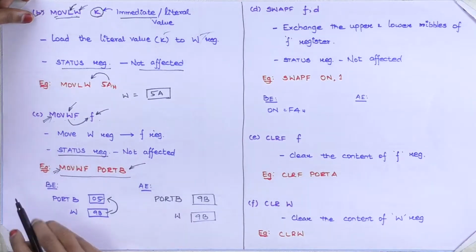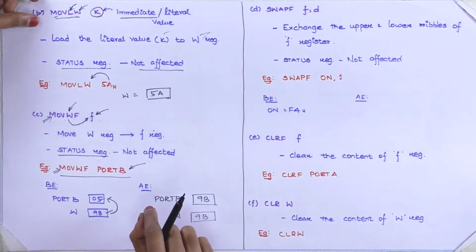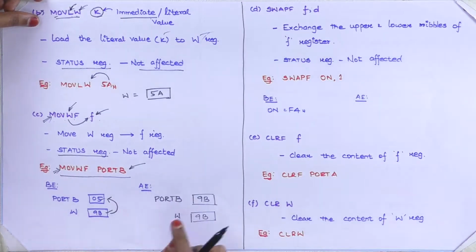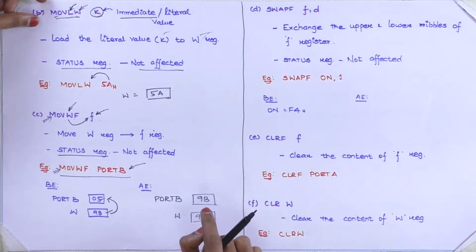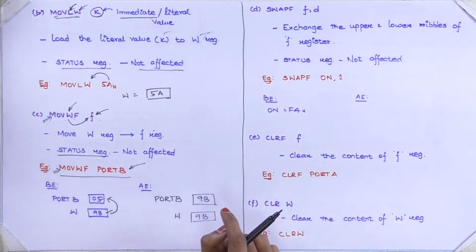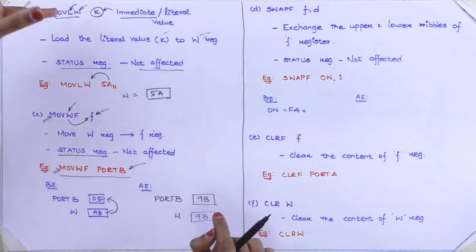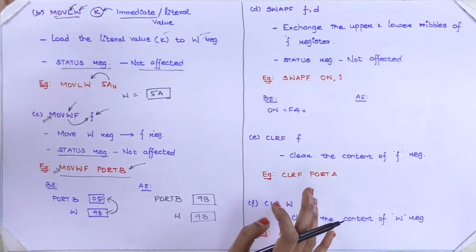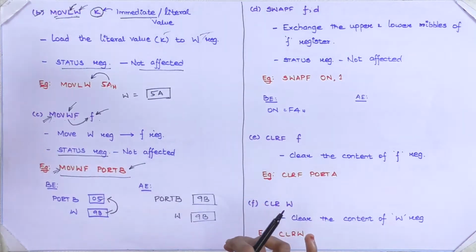MOVF will move the value from the file register to the working register. MOVLW will move the literal value to the working register. MOVWF will move the working register value into a file register. So these are all the data transfer instructions.